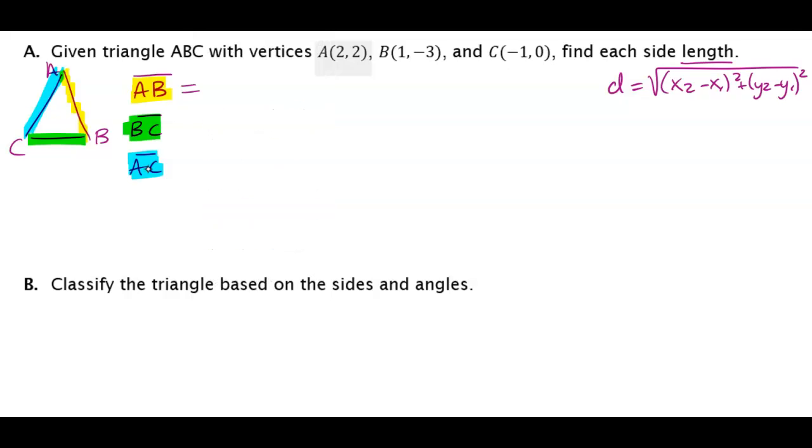So AB, we're going to use the points A and B. I'm going to label my points x1, y1, x2, y2. And then we're going to plug them into the distance formula. What I like to do is set up my distance formula, so I put in all of my parentheses and the subtraction and the squares, and then all I have to do is plug in my numbers. So x2 minus x1 is 1 minus 2. y2 minus y1 is negative 3 minus 2.